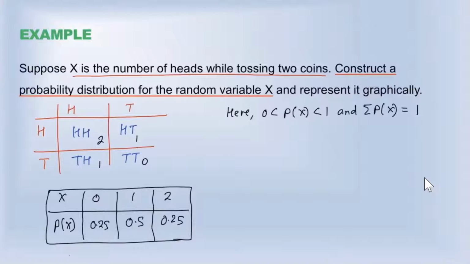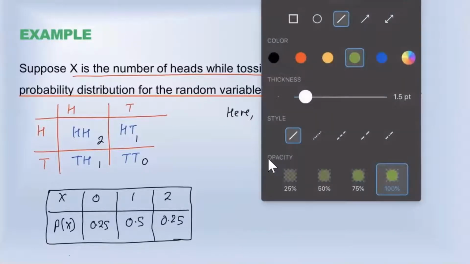And then in the second part of the question, we are asked to represent it graphically. Whenever you are asked to represent the probability distribution graphically, all you have to do is construct a histogram to represent the data. So let's construct the histogram. You can follow along with me. In order to construct the histogram, you know that you need the x-axis and y-axis. So we'll draw that.